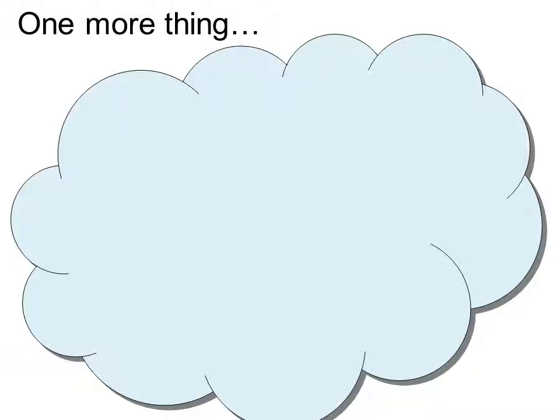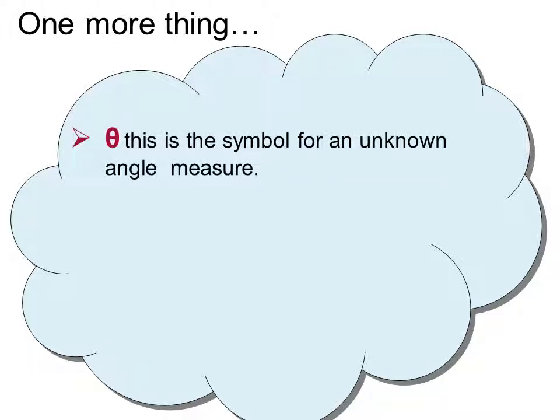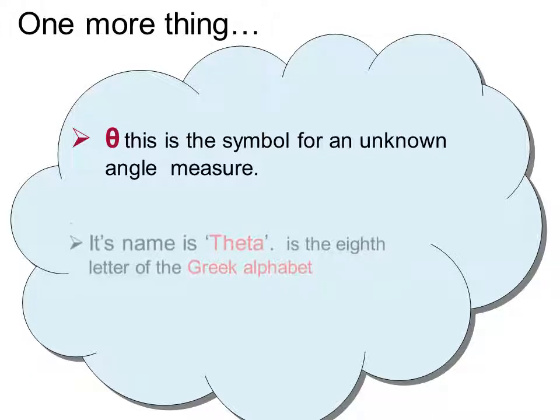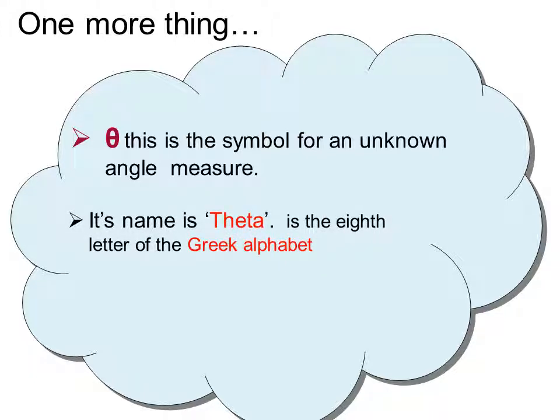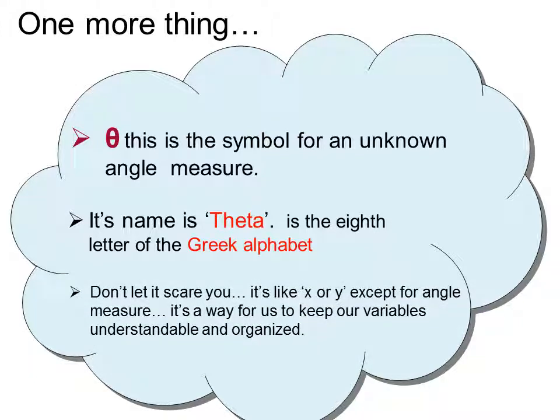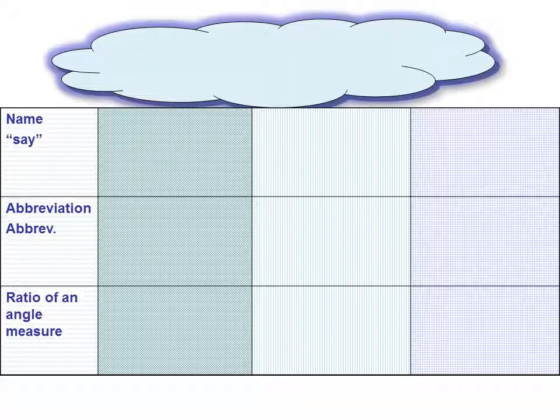One more thing before we learn about the trigonometric ratios. Theta is the symbol for unknown angle measurements. Theta is the 8th letter of the Greek alphabet. Don't let it scare you. It's like X or Y, except for angle measurement. It's a way for us to keep our variables understandable and organized.